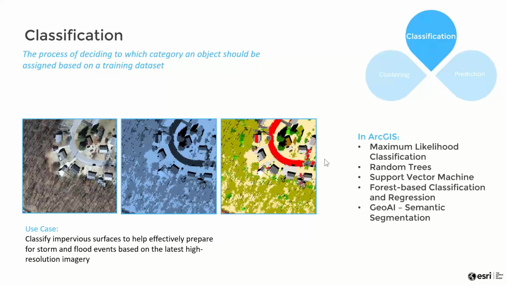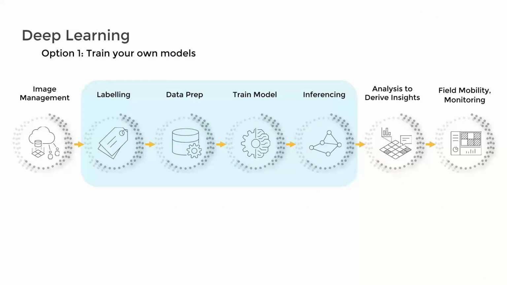Understanding impervious surfaces benefits tax assessments, as well as things like stormwater management. Within ArcGIS, we have different examples for classification methods, ranging from traditional statistical to machine learning, such as random forest and support vector machines, which can be applied to feature and imagery data. What you see on the bottom is one GeoAI example, semantic segmentation. Semantic segmentation is essentially using deep learning convolutional neural networks to assign categories to, or classify, pixels in images. So to do deep learning in ArcGIS, you essentially have two choices for how you approach it.